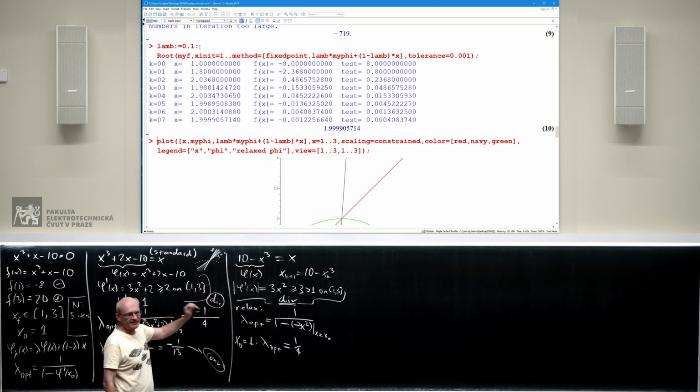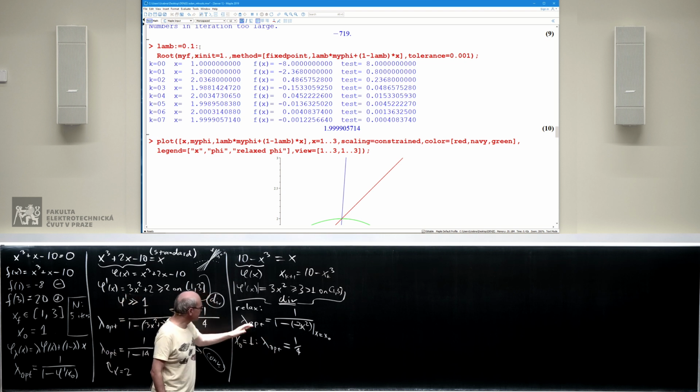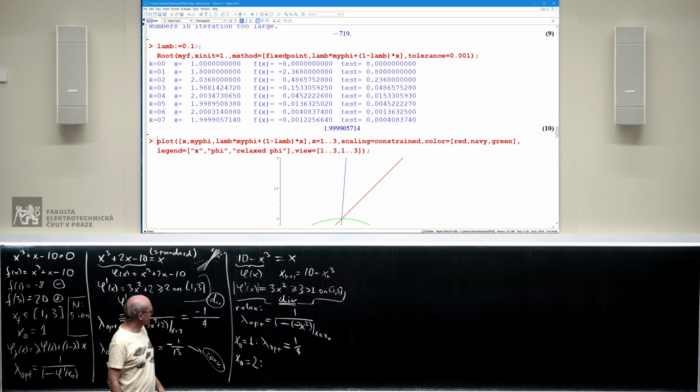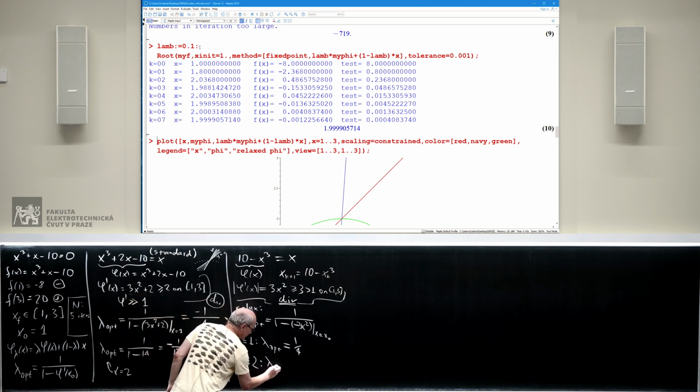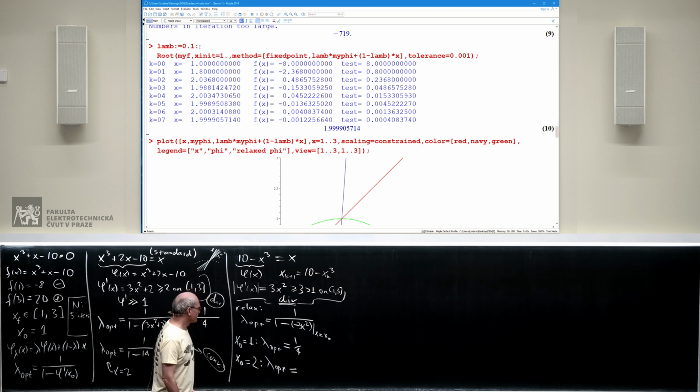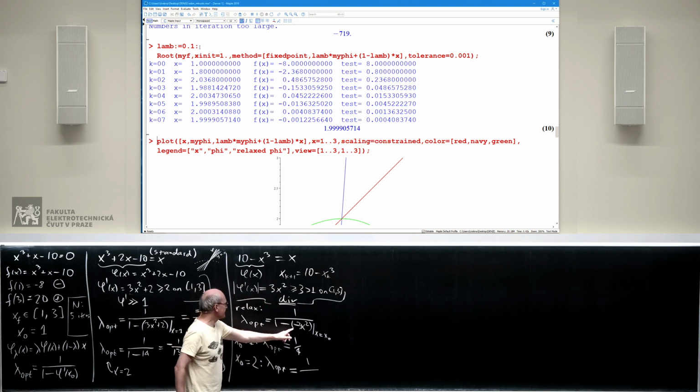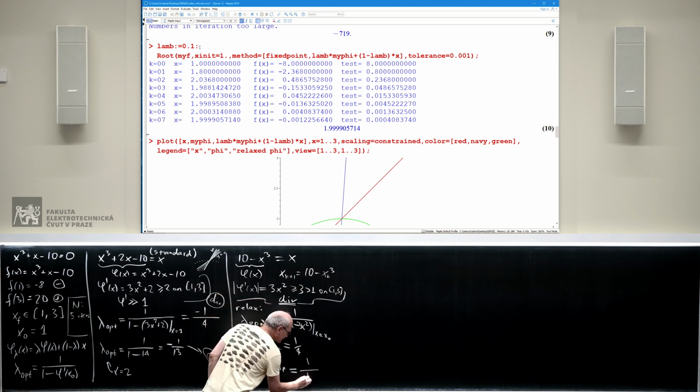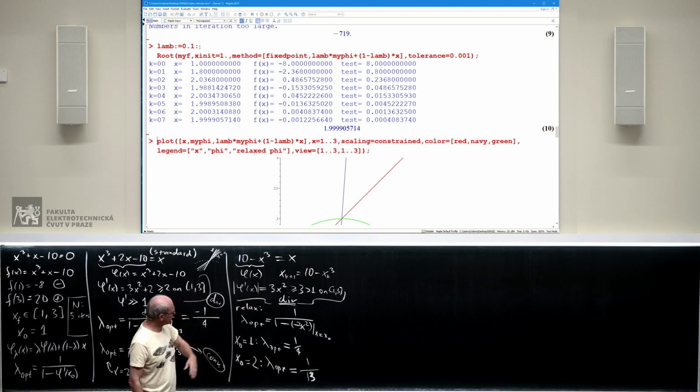And 1 over 4, I tried it and it didn't work because this is optimized in a different place. So let's have a look at optimization at the actual fixed point. And there lambda optimal is, well, let's see. I'm adding 3x squared, 4, 12, 13, 1 over 13. I can't believe it. 1 over 13 again. So let's try this. This is an optimal lambda, 1 over 13.